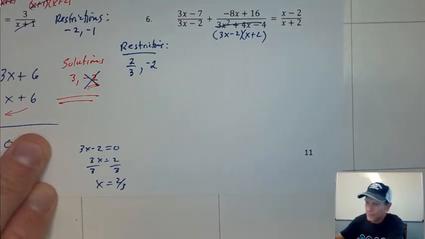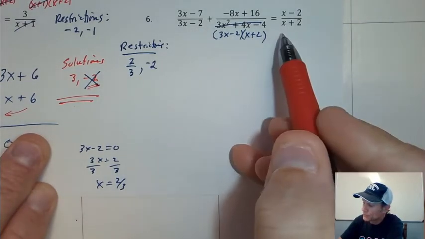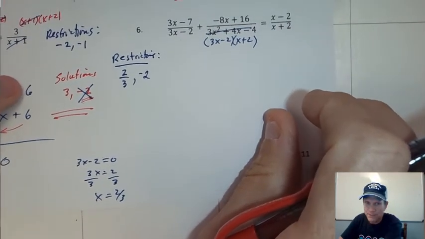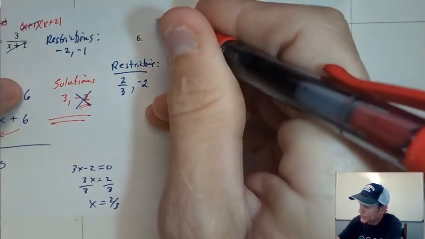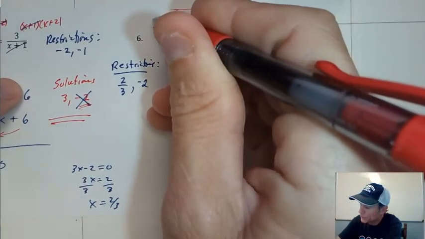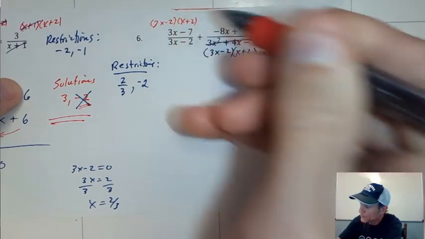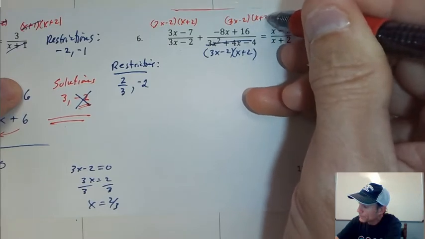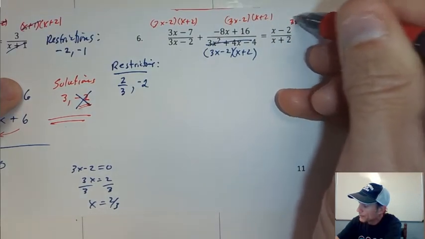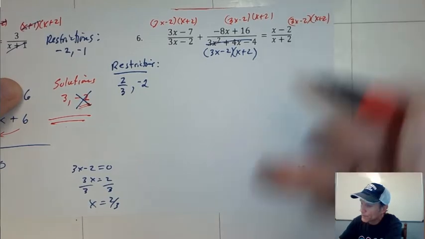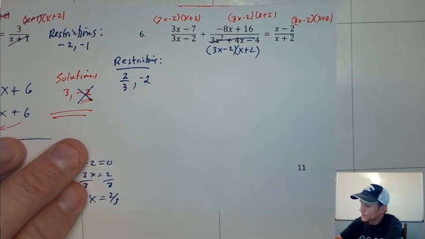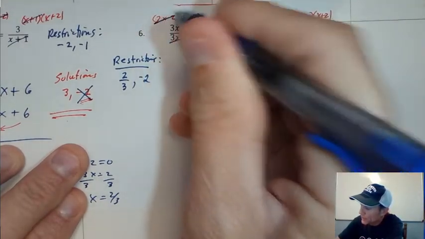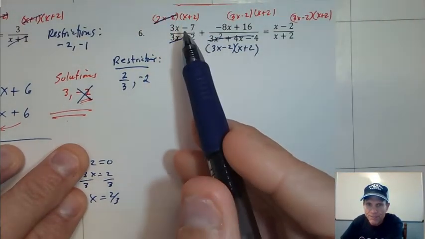So now I'm going to multiply everything by 3x minus 2, x plus 2. And versus being lazy, just write it down next to each problem. So I got 3x minus 2, x plus 2, 3x minus 2, x plus 2, and 3x minus 2, x plus 2. Now I'm going to get into this big canceling and multiplying game here. So this 3x minus 2 cancels out. I get a FOIL problem here.